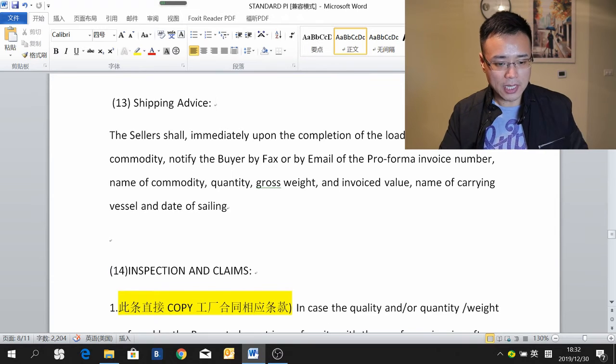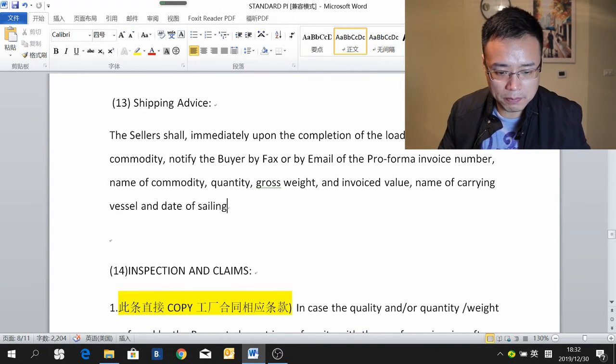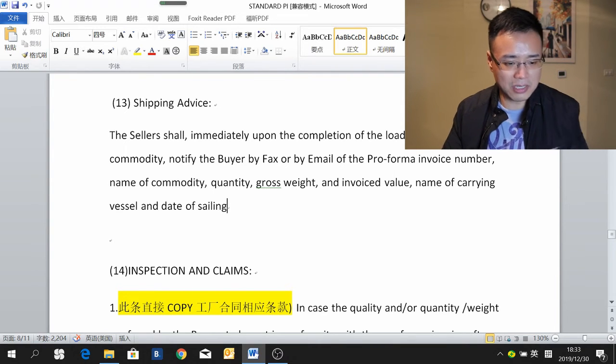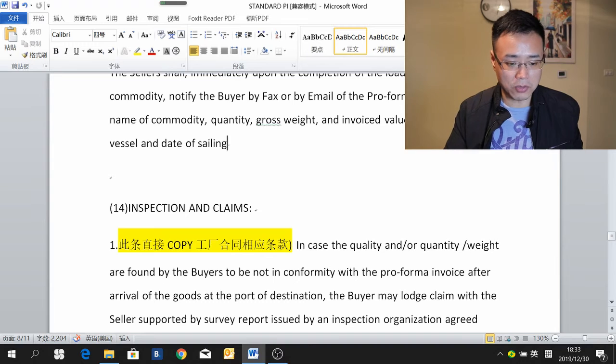Shipping advice. The seller shall immediately upon the completion of the loading of the commodity notify the buyer by fax or by email of the pro forma invoice number, name of commodity, quantity, and so on. This is an easy document produced by yourself.